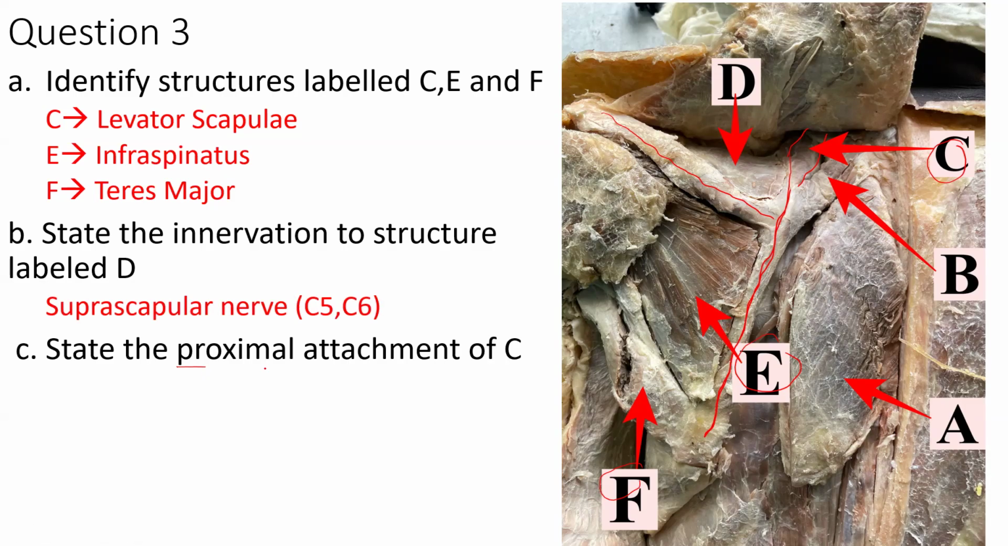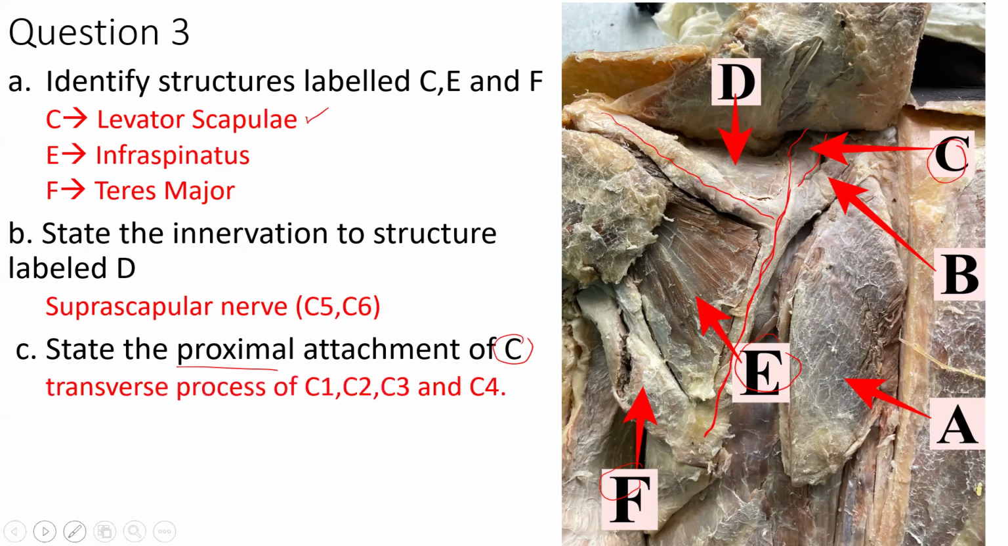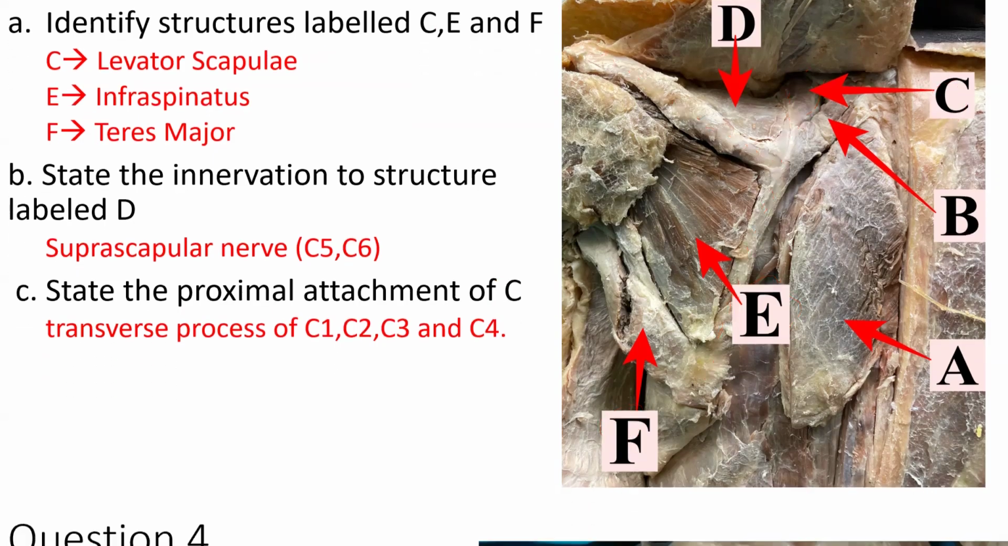Been asked to state the proximal attachment of C. C, as we stated, is the levator scapulae muscle, and it is attached onto the transverse processes of atlas, axis, C3, and C4. So the transverse processes of atlas, axis, the third and the fourth cervical vertebrae. Maybe to educate you, A is the rhomboid major and B is the rhomboid minor. These muscles help with scapular retraction, the retraction of the scapula.